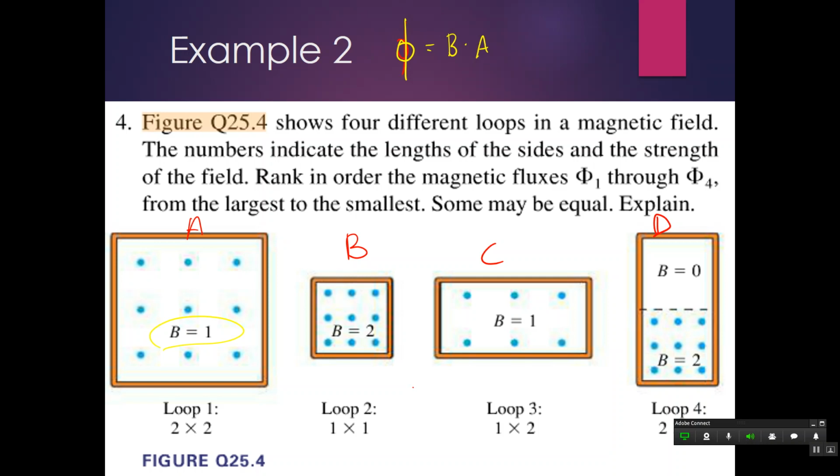Okay, so it's going to be the area, which is 1 times 1, and the magnetic field, which is 2. So we're going to call this magnetic flux of 2 some kind of units. All right, and C, you said the same thing. A is going to be 4.